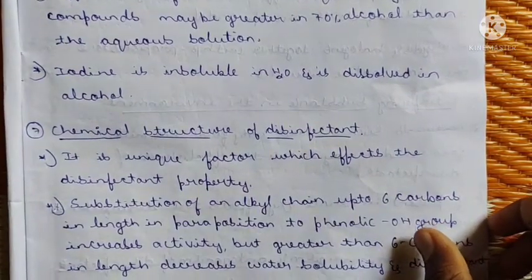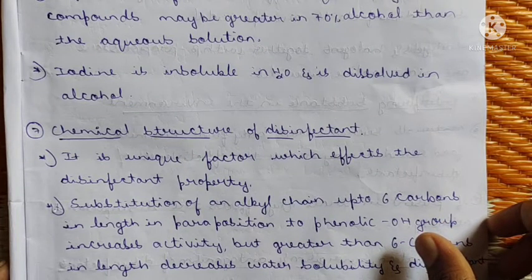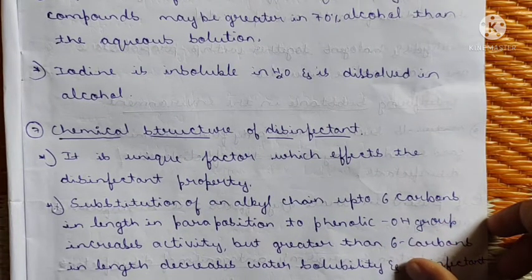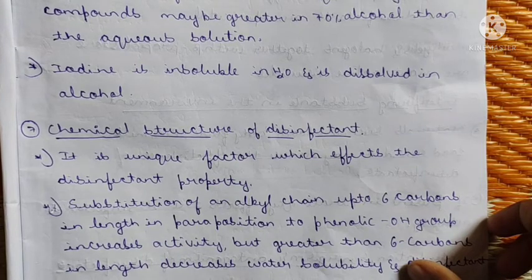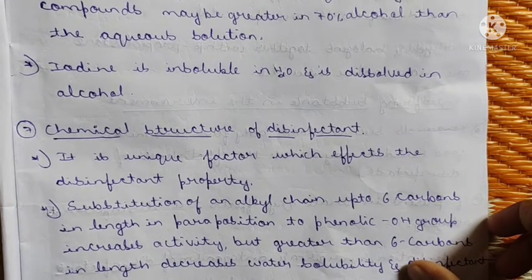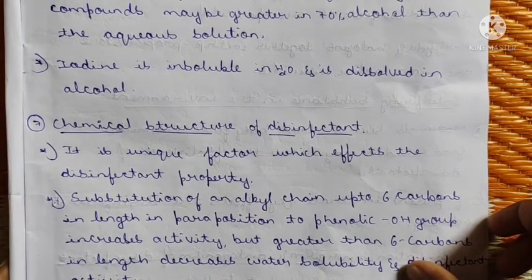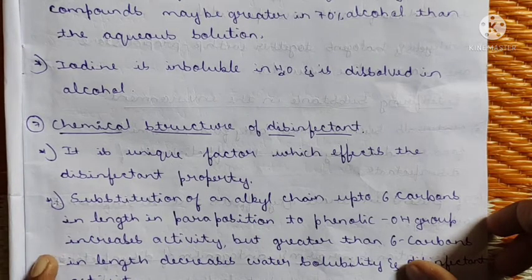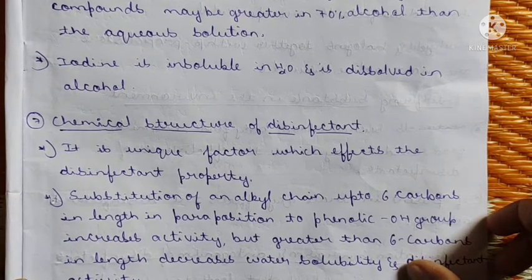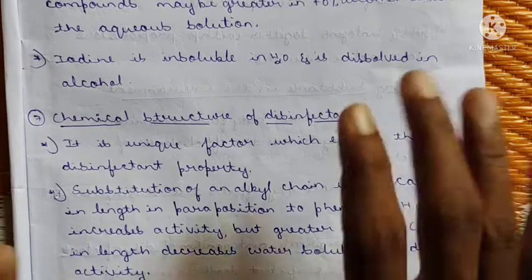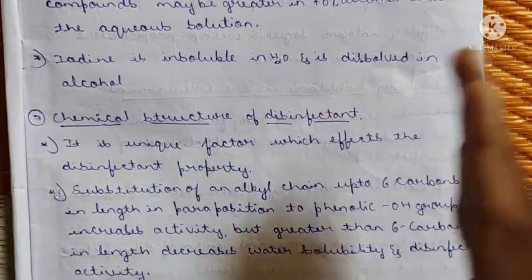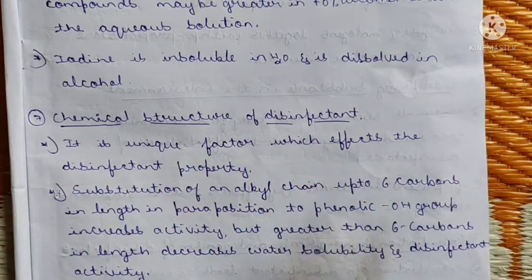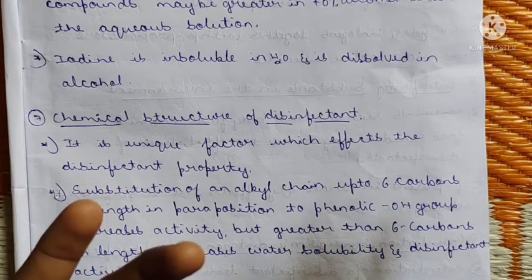The next one is the chemical nature of the disinfectant. See here, it is the seventh one. It is a unique factor which affects the disinfectant property: chemical nature. Substitution of an alkyl chain up to 6 carbons in length in the para position to phenolic OH increases activity. In simple terms, remember a 6 carbon chain in length in the para position to the phenolic alcohol.